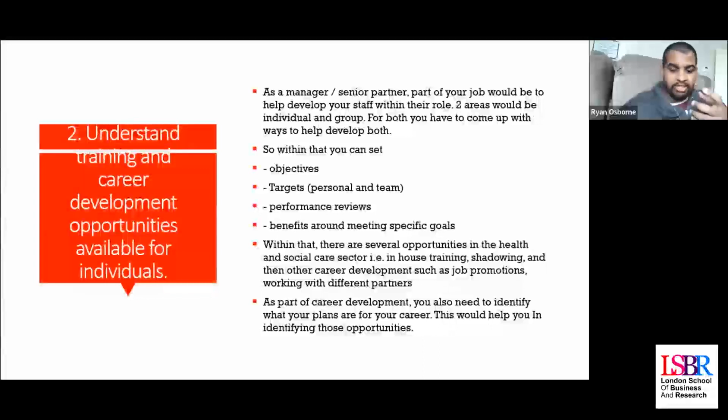Yeah, that's good. Perfect. That's a perfect example of a setting helping develop their staff within their role. Adiemo, how about yourself? When it comes to training and career development within your role, do you receive that type of input from the management side of things?